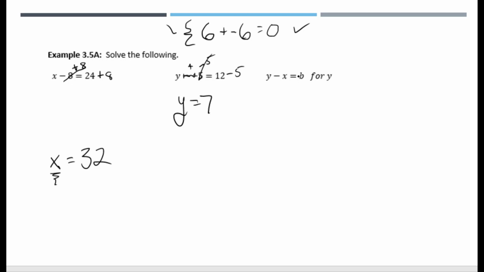Now this is the same thing. I'm going to solve this for y. A negative x is just an unknown number, but it doesn't change in the equation. So what I'm going to do is add x to this side and add x to this side. And I get y equals b plus x. And that was solving for y.